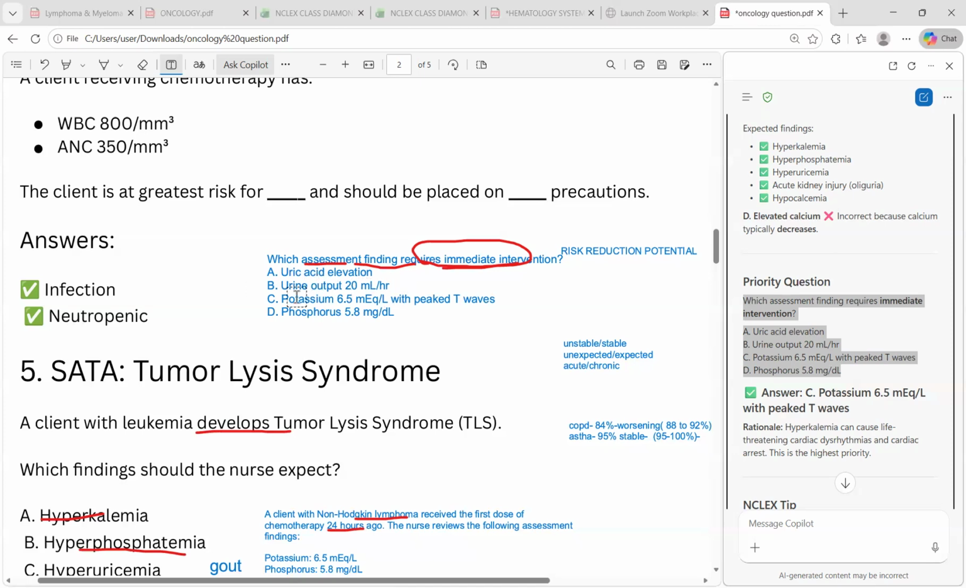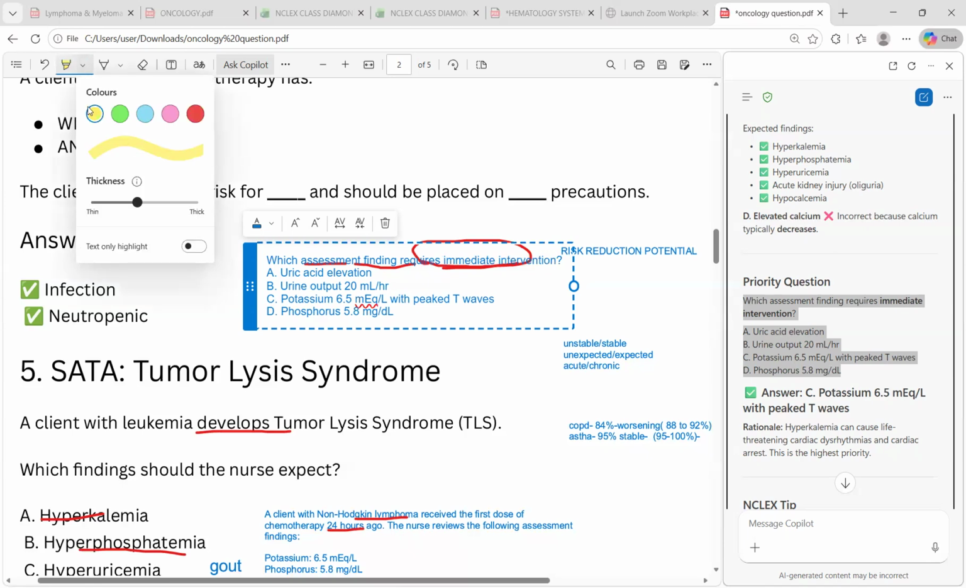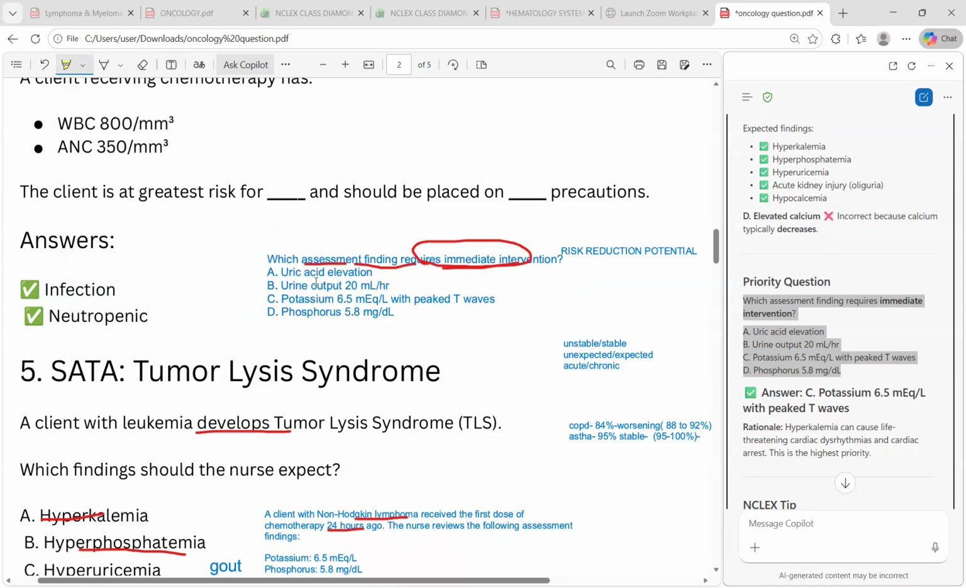But here nothing has been mentioned about the value. It just says uric acid elevation. This question asks which client needs immediate intervention. Of course we need to focus on the uric acid elevation, but since the value has not been given, we can choose it as a wrong answer.